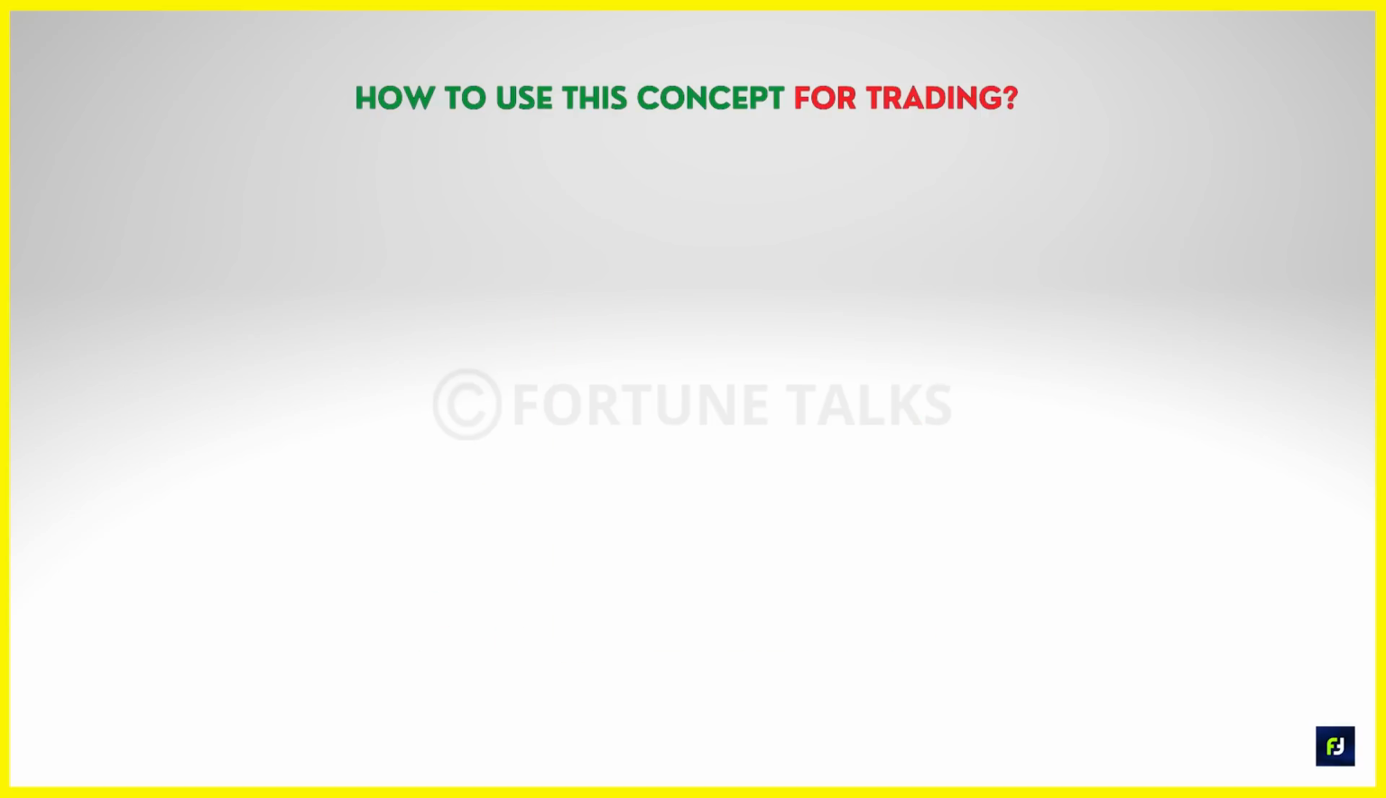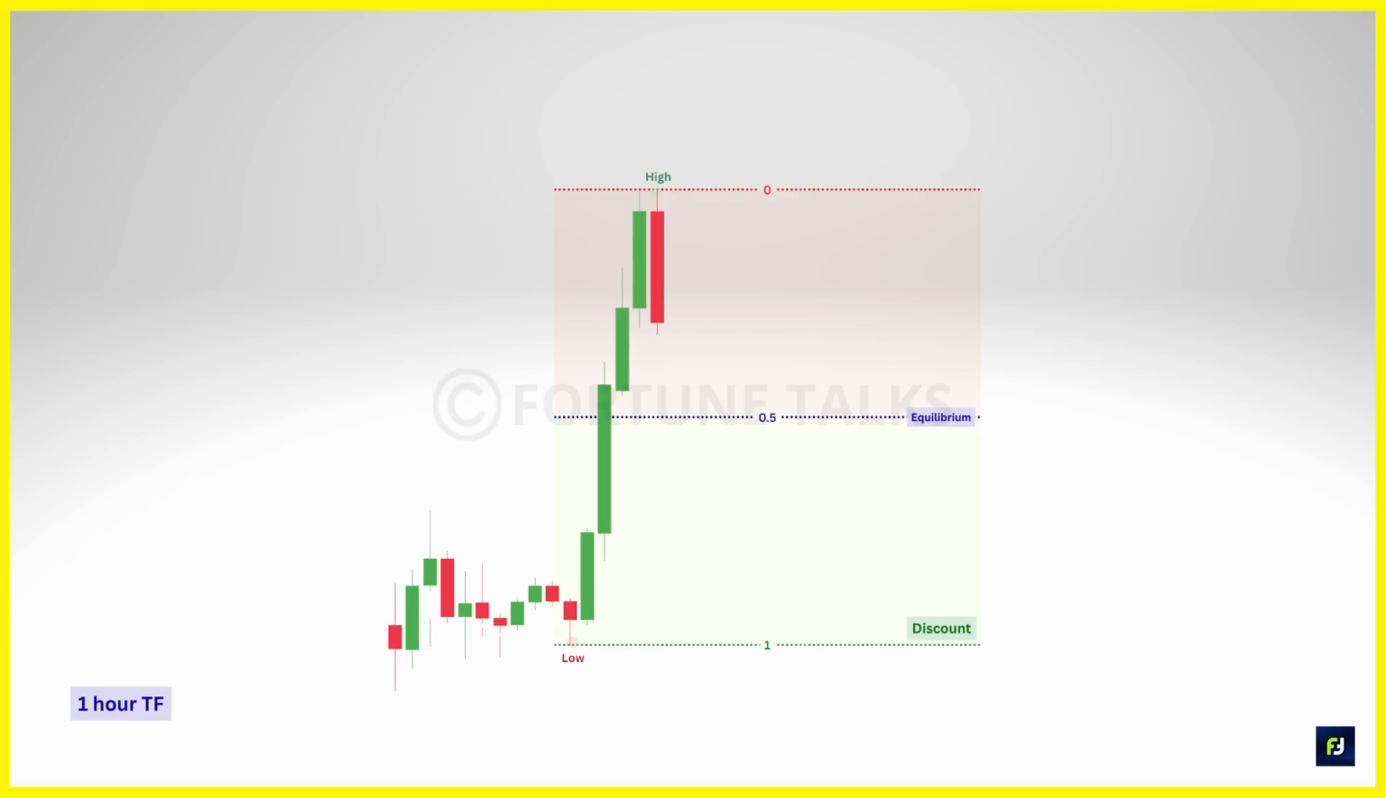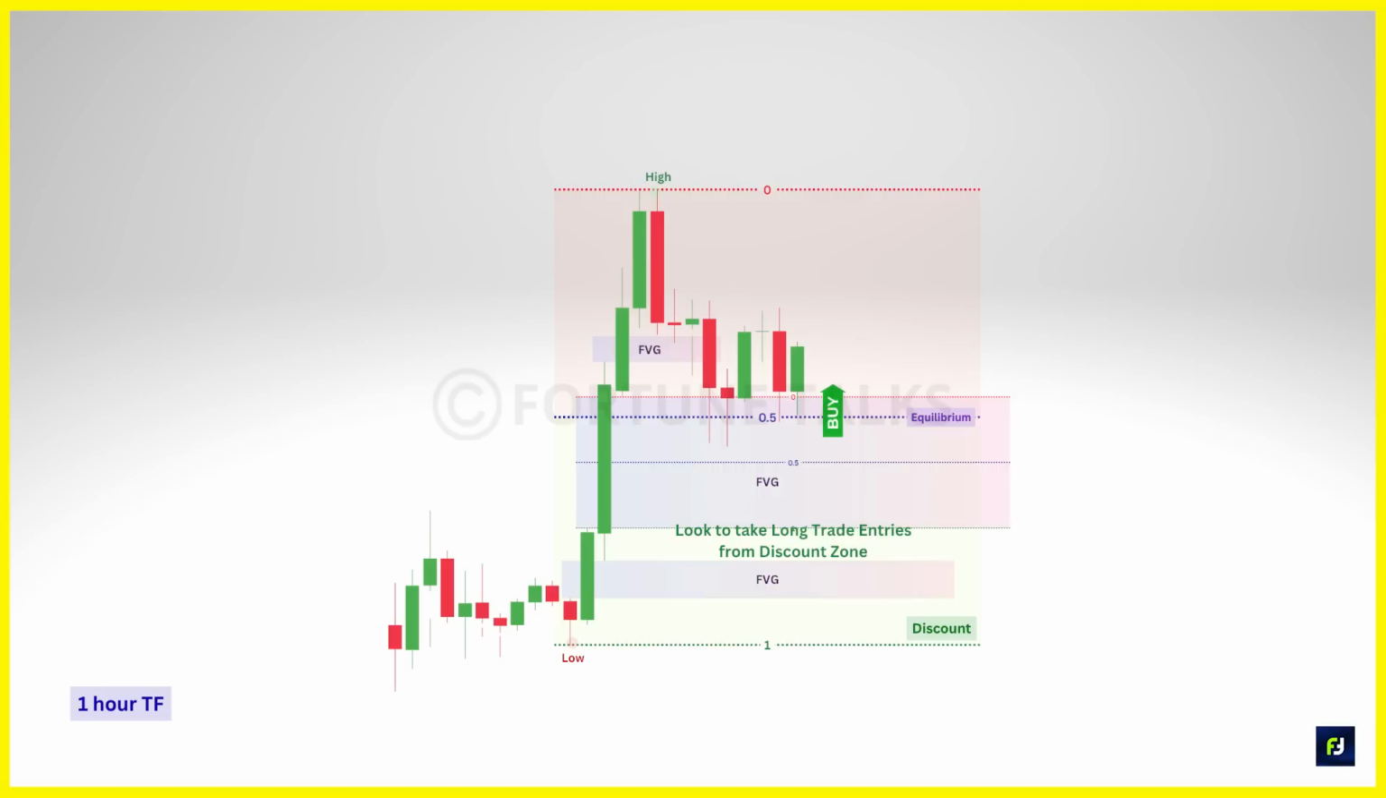Now what should we do with this range? The idea is to wait for the price to pull back at least to the 50% Fib level or to the discount zone. During a bullish displacement move, price would have created bullish fair value gaps on the way up. We can anticipate a price retracement to these imbalances to fill these imbalances completely or partially. So we can try to take long trade entries from or below the equilibrium level.